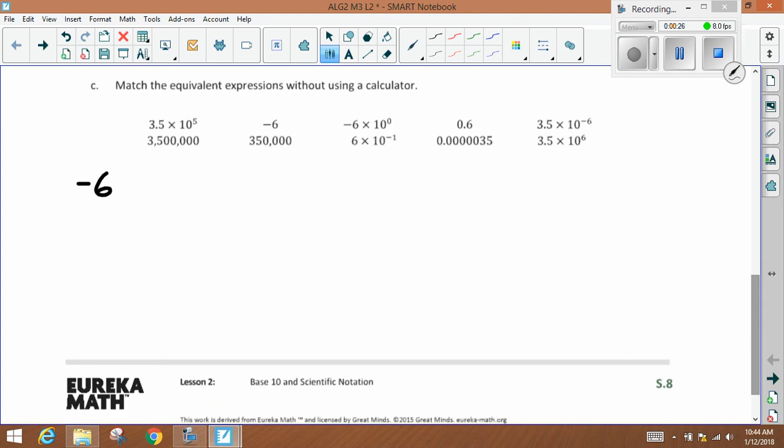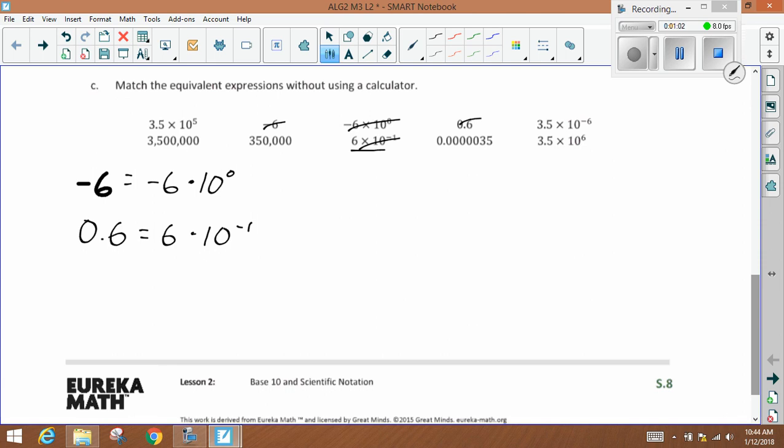Right, -6 is going to be -6 times 10 to the 0 power, right? It's not going to change. Yeah. So those two match. How about 0.6? That's going to be this one, right? 6 times 10 to the -1 power, right? Why? Because we moved the decimal over 1, right? All right, so we got those.